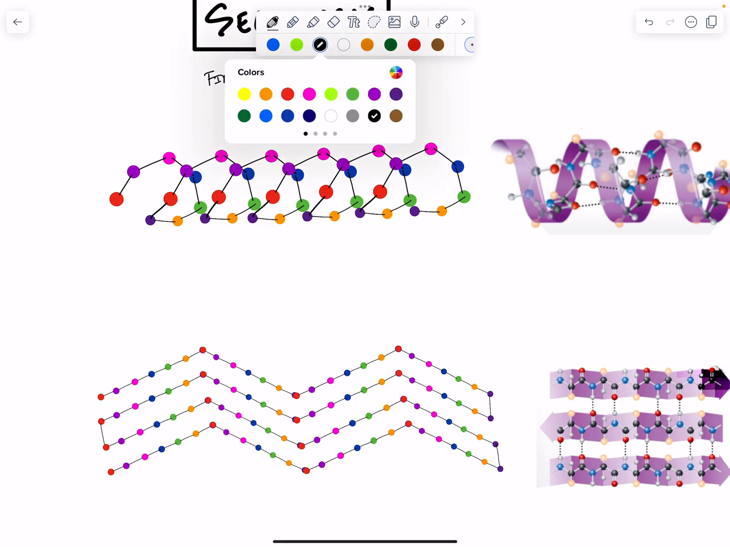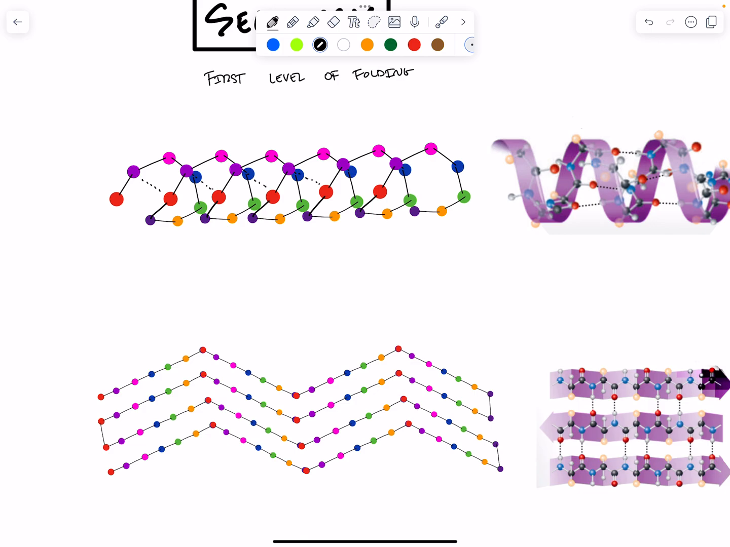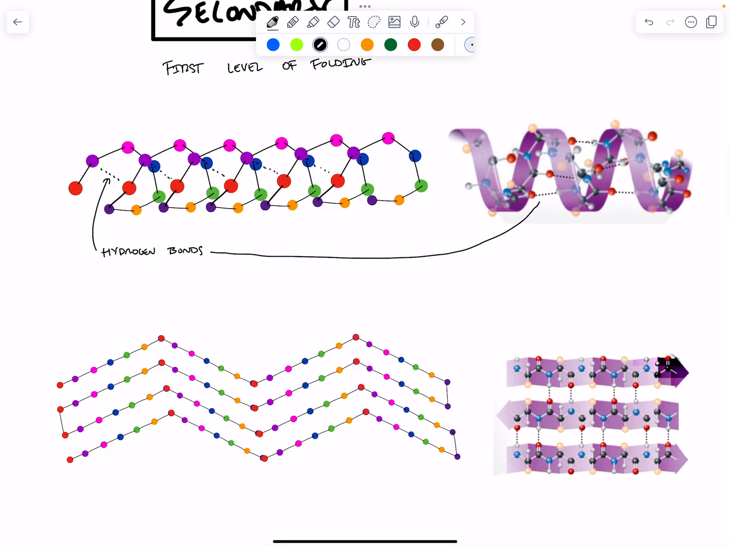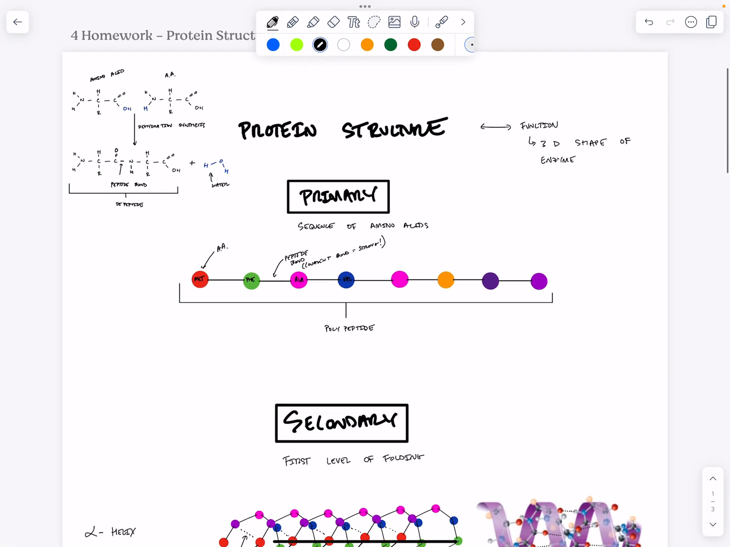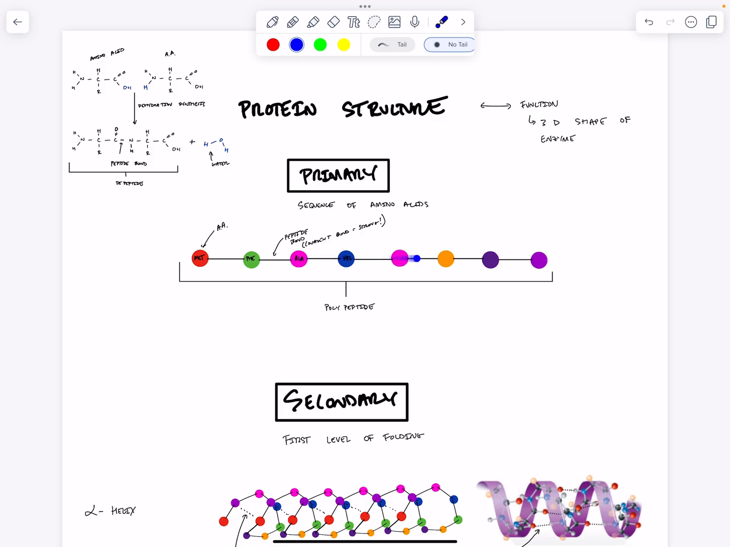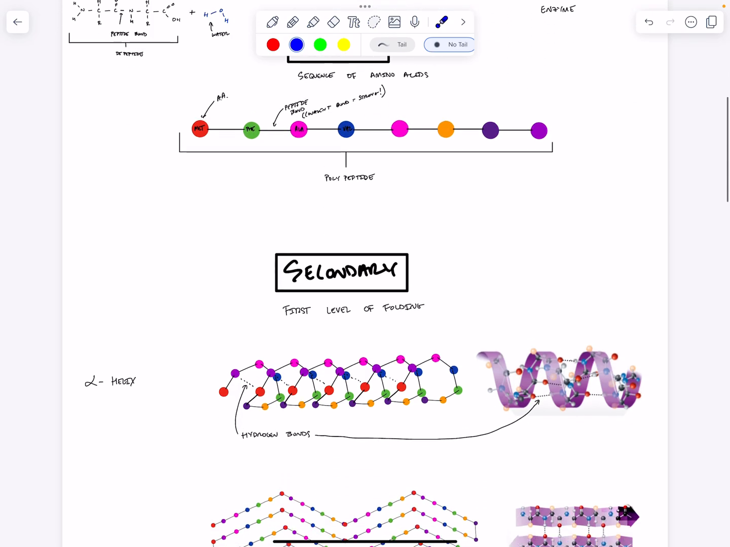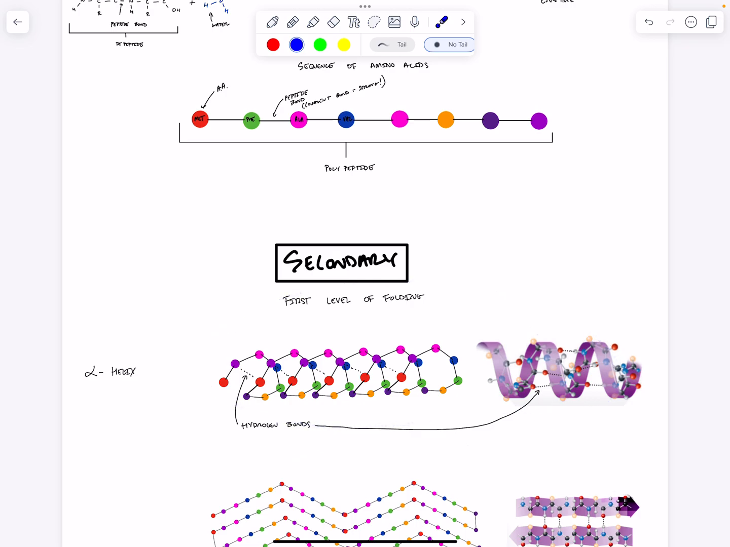So if we were to draw it here, which is maybe not going to be very effective, we would draw little hydrogen bonds holding together this structure like so. These dotted lines represent hydrogen bonds, and as do these dotted lines here. Hydrogen bonds, as you remember from last semester, are a lot weaker than covalent bonds. So the primary structure of a protein is a lot stronger than the secondary structure.